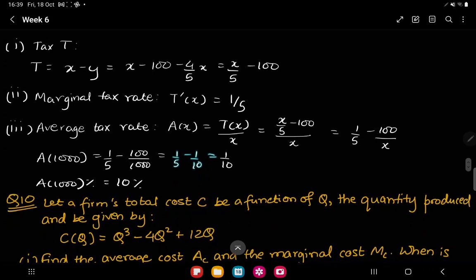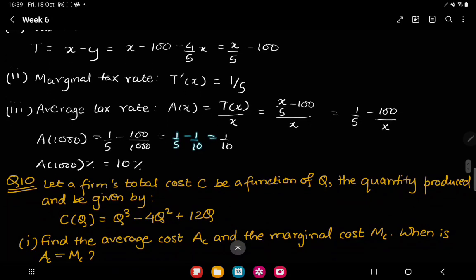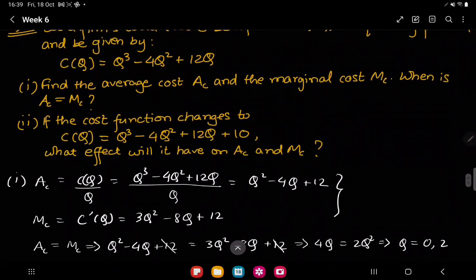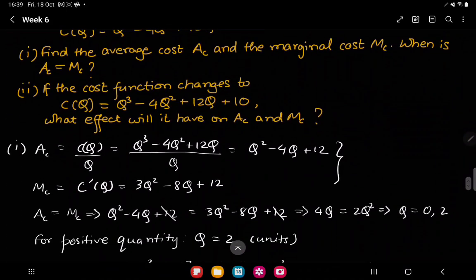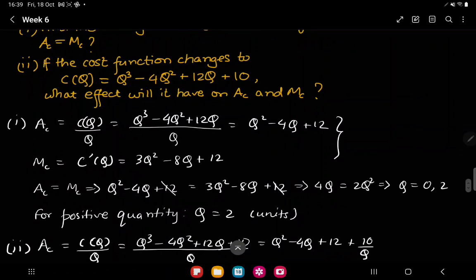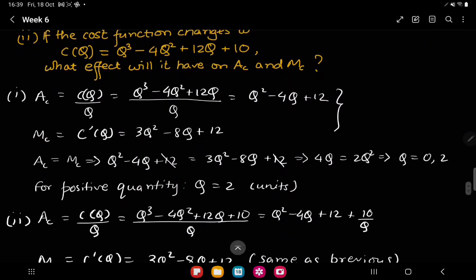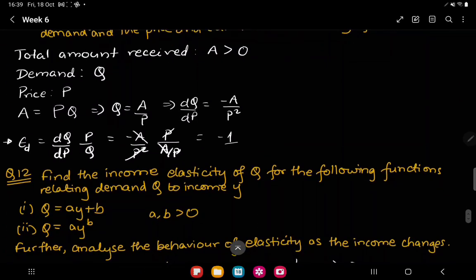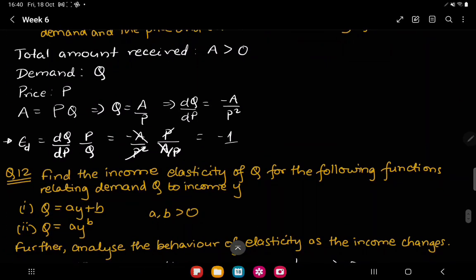Then we have definitions of marginal tax rate, which is the derivative of the tax function. Then average tax rate, average cost, marginal cost is the derivative of the cost function. Once again, the elasticity of demand.